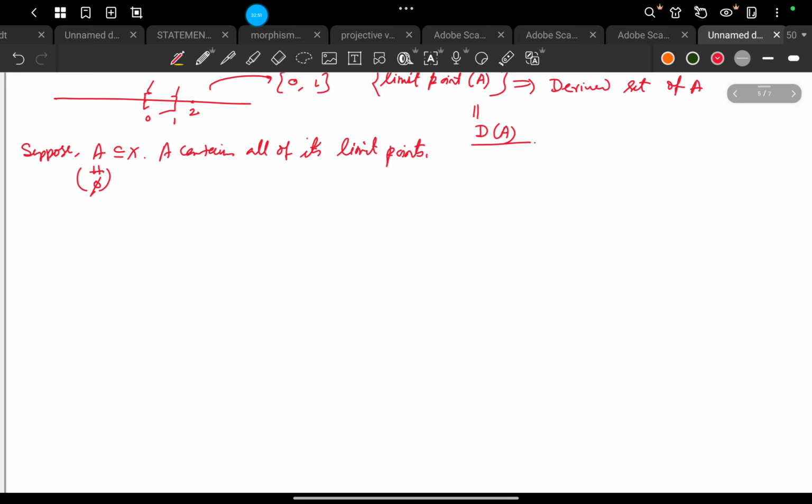Then what can you say about the nature of A? Is it an open set, a closed set, or whatever? Of course then A is a closed set. Why is it a closed set? To prove it, we have to show that the complement of A is an open set. So let small x belong to the complement of A. As small x belongs to the complement, for sure small x is not a limit point.